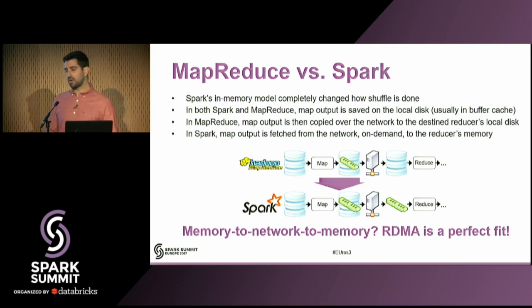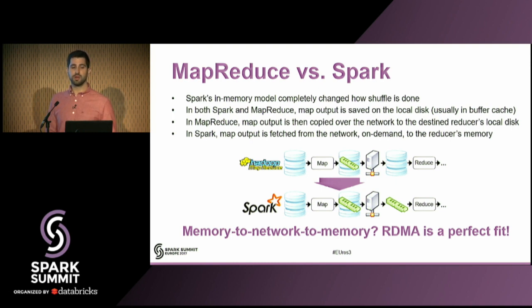So we'll start with defining what are the properties which are different between MapReduce and Spark, and that gives Spark its uniqueness in the fact that Spark stores everything in memory. So Spark's in-memory model basically changes everything for Shuffle.